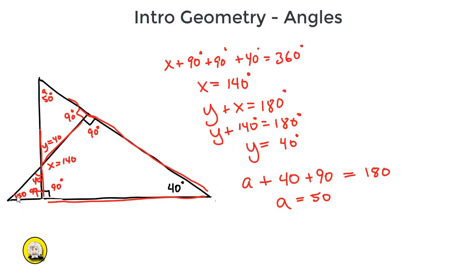So I've used the sum of interior angles of a quadrilateral, of a triangle, opposing vertical angles, and angles along a line, in this case, all four of those concepts to fill out every missing angle within the diagram.